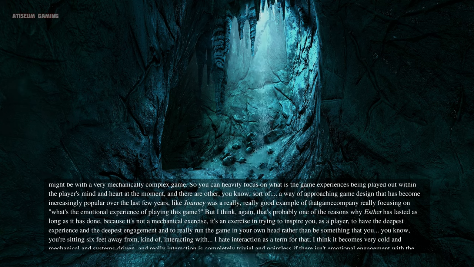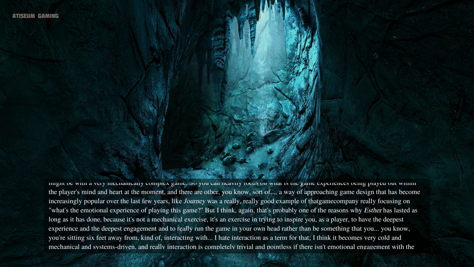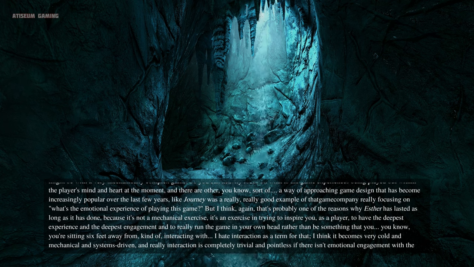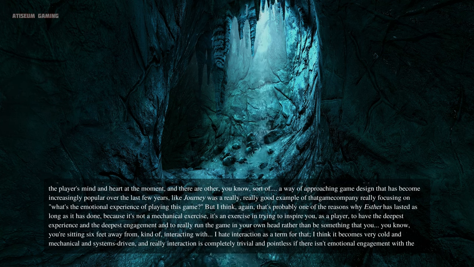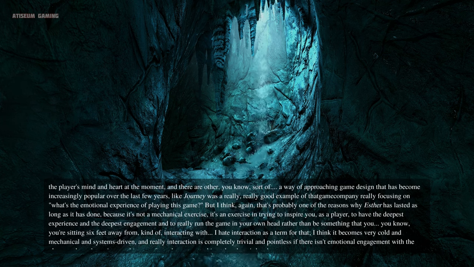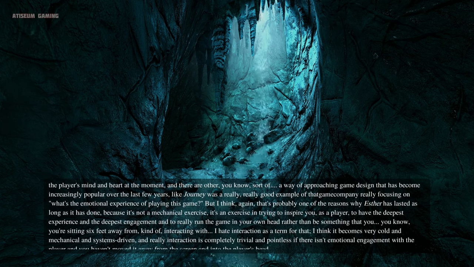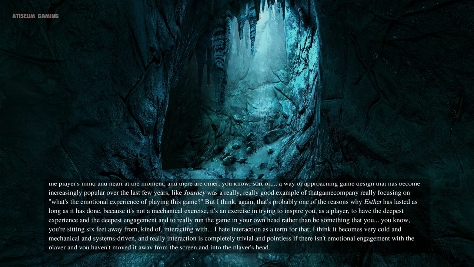I hate interaction as a term for that. I think it becomes very cold and mechanical and systems driven. And really, interaction is completely trivial and pointless if there isn't an emotional engagement with the player and you haven't moved it away from the screen and into the player's head.